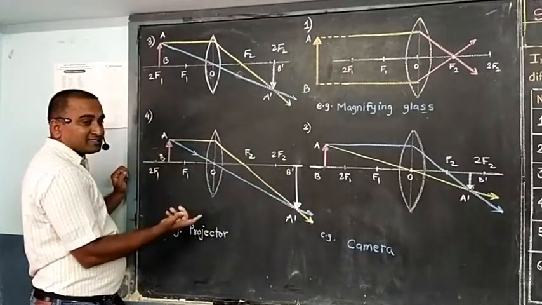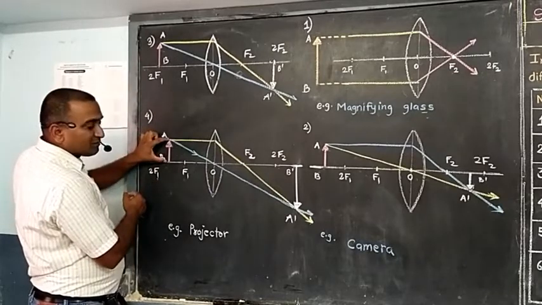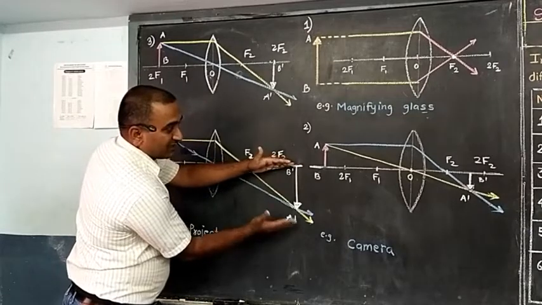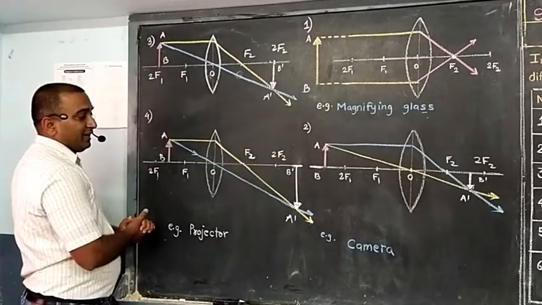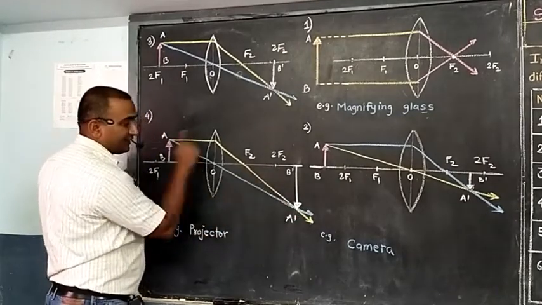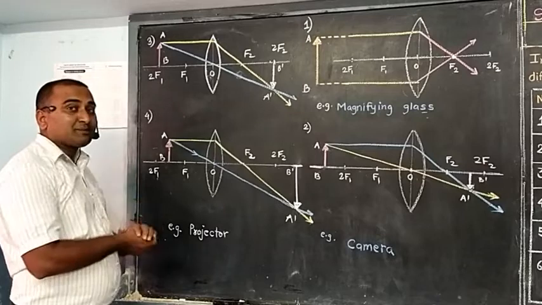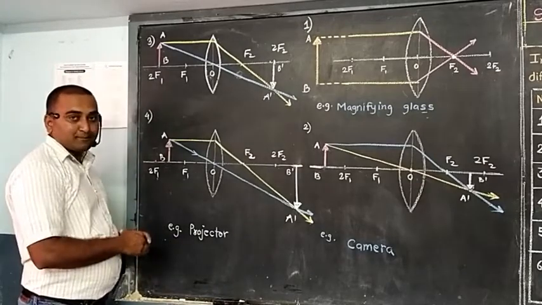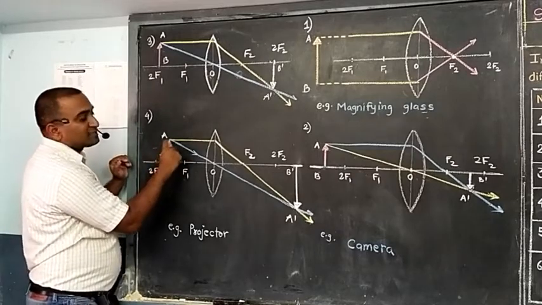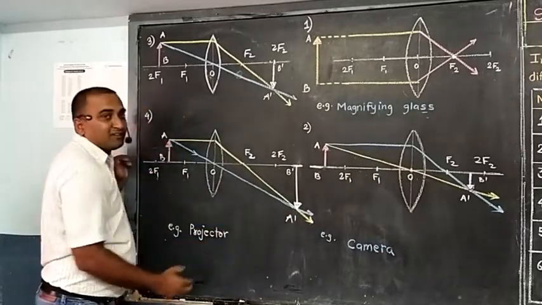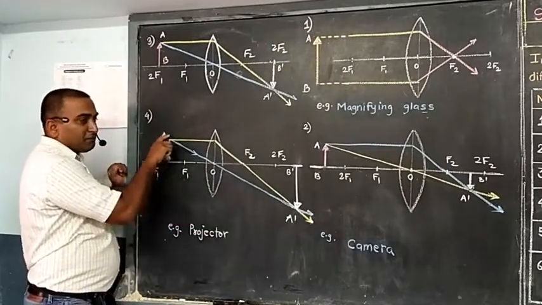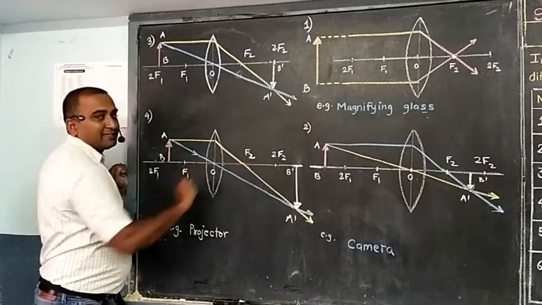Then again, what is the size? See, object is a little smaller, but we are getting that image a little larger. And again, towards the right side in the real world, so it is real and inverted, ulta. So where are we using this principle? We are using it in the projector. Within the projector or a cinema hall, the film is very small, but on the screen we are getting the large images, but not here. If you keep it ulta, you will get that upright.